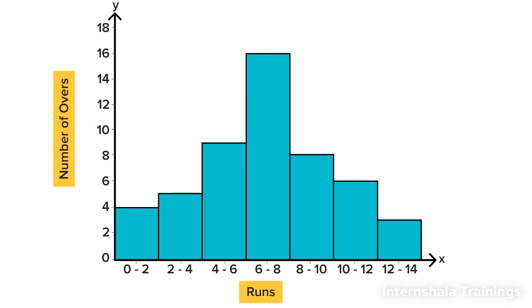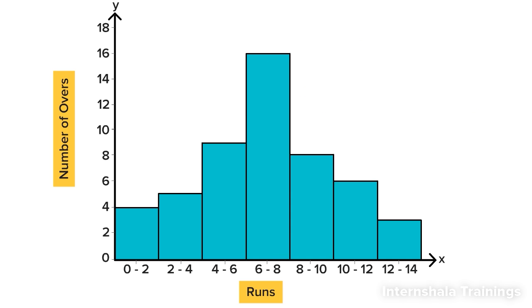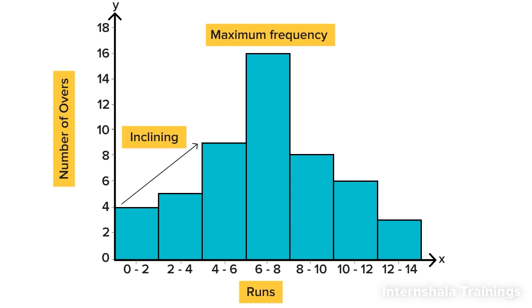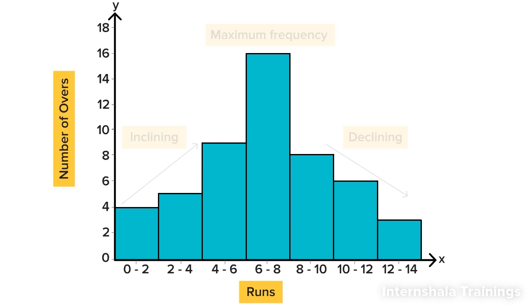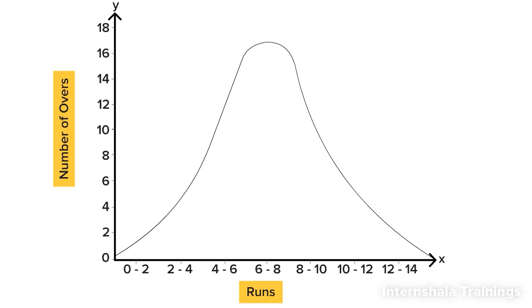Similarly, you can see that y-axis value for interval 6 to 8 is 16. That means there were 16 overs in which runs scored were between 6 to 8 and so on. In this graph, we can see that most of the overs had 6 to 8 runs scored in them. There are a few low scoring overs and a few high scoring overs. So, there is a pattern of inclining, reaching a maximum frequency and then declining. If we draw a smooth line based on the frequencies, we will get a bell-shaped figure as shown here.